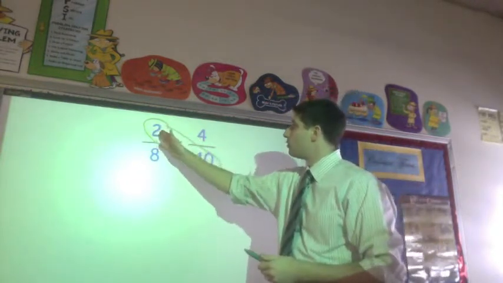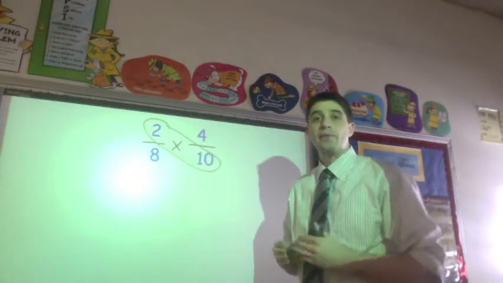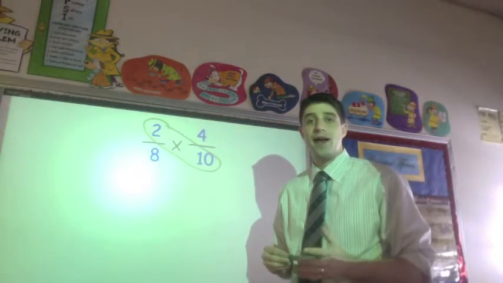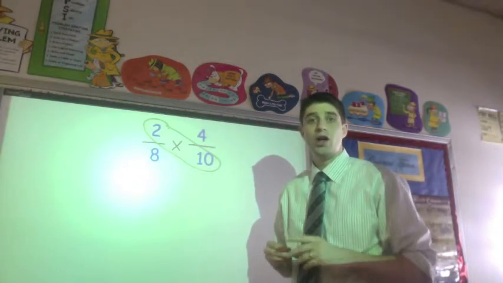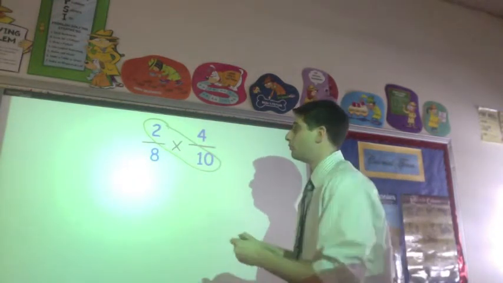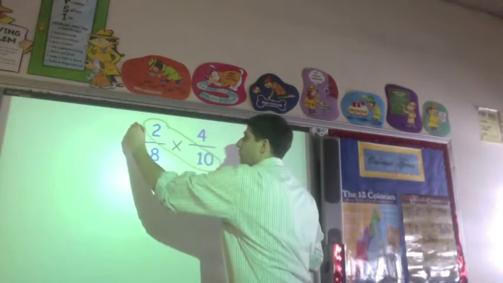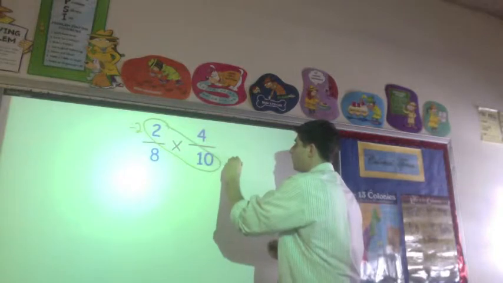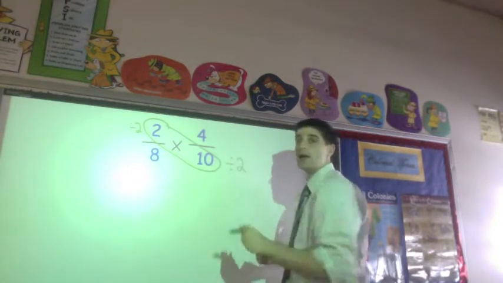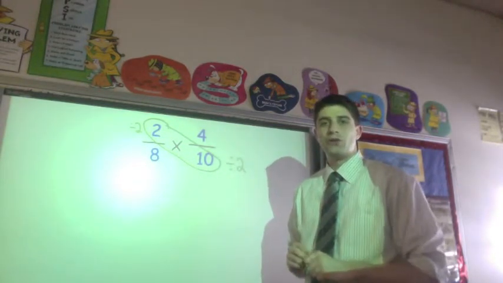I'm going to look at my 2 and my 10, and try to find the greatest common factor. And if you said that the greatest common factor is 2, you're right. So I'm just going to write a little division sign there, divided by 2, and over here as well. I'm going to leave that alone for a second.